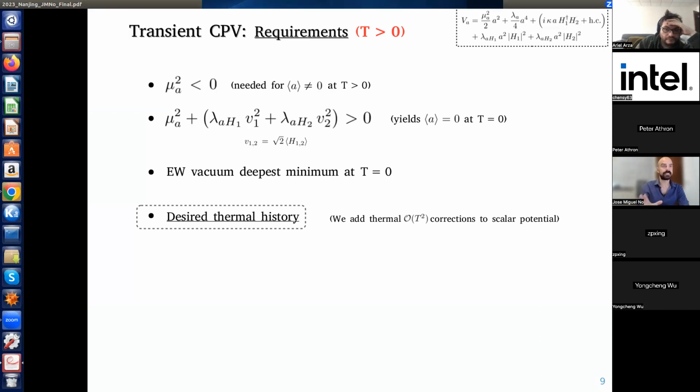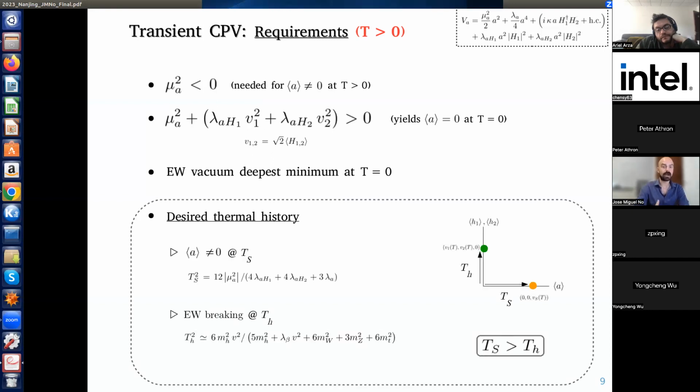Because this is a proof of principle, or say a proof of concept study. We want to check whether this can work and where this can work, more or less. What we did was to keep the minimum amount of ingredients we need to make this happen. And the minimum amount of ingredients, having a multi-field potential with 3 fields here, is that we can work with only the tree-level scalar potential plus the leading thermal corrections, which are the thermal masses, or the order T² corrections to the scalar potential.